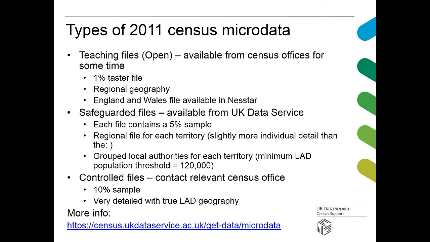I'm not going to go through all this, but these are the different types of microdata. So access depends on what sort of sample it is, basically, and how detailed, but it goes 1%, 5%, 10%. And that's for 2011, so there's much more detail about that on the website. So if you're interested in that sort of census data, take a look there.